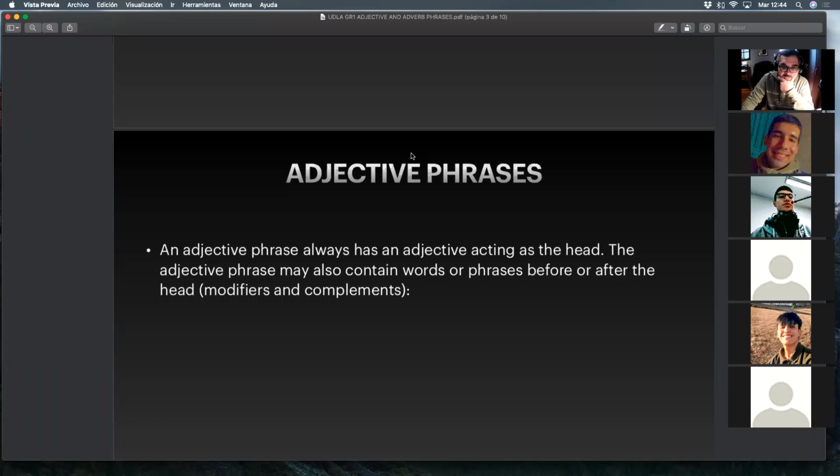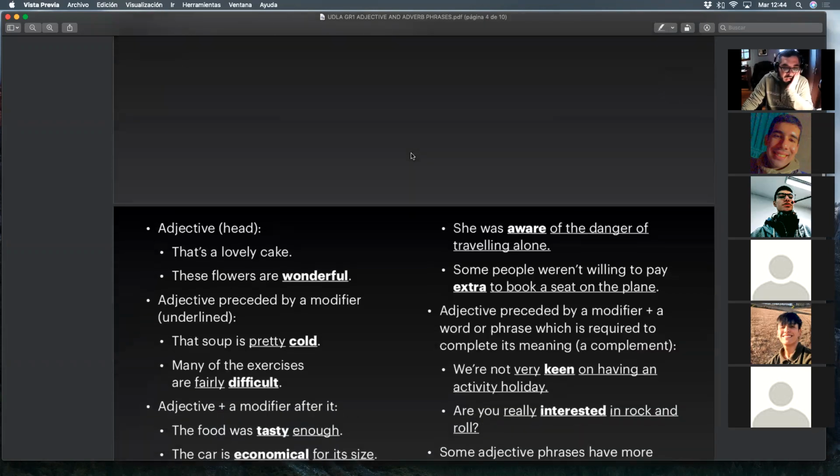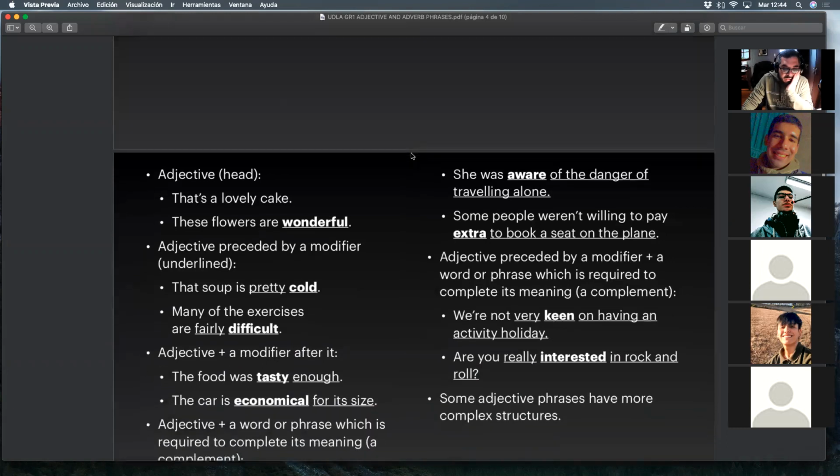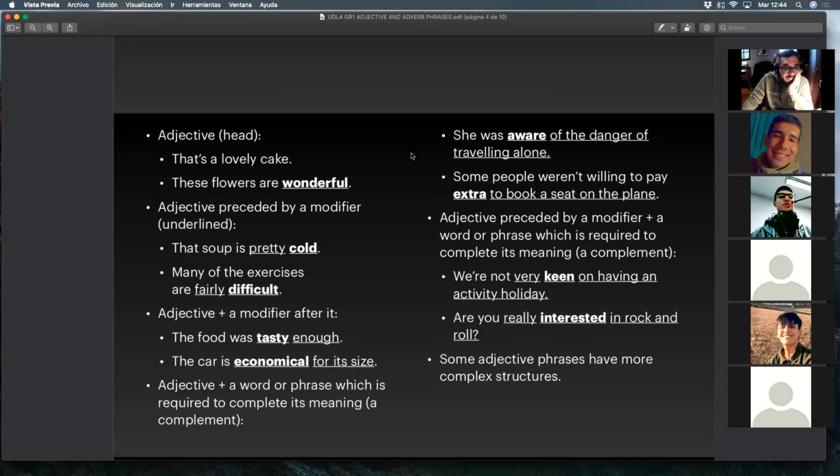All over again. An adjective phrase always has an adjective acting as the head. The adjective phrase may also contain words or phrases before or after the head, modifiers and complements. So that is to say, adjective phrases behave quite much in the same manner as noun phrases because they have pre and post modifiers. So it's the same idea. Okay, so here we have tons of different examples.